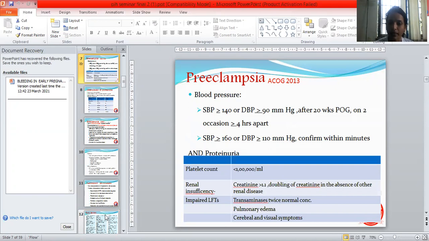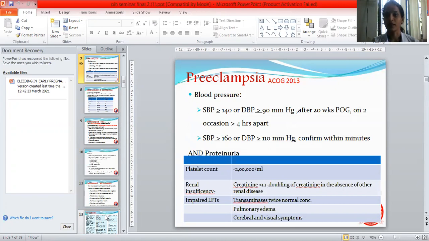The main criterion for the diagnosis of pre-eclampsia is proteinuria apart from increase in BP. Pre-eclampsia has 2 varieties, non-severe and severe. In severe pre-eclampsia, there are a number of lab abnormalities. The main abnormalities could be reduced platelets, elevated renal parameters or impairment in the liver function tests. The platelet count cutoff is 1 lakh per microliter. If it is less than that, it is considered severe pre-eclampsia.